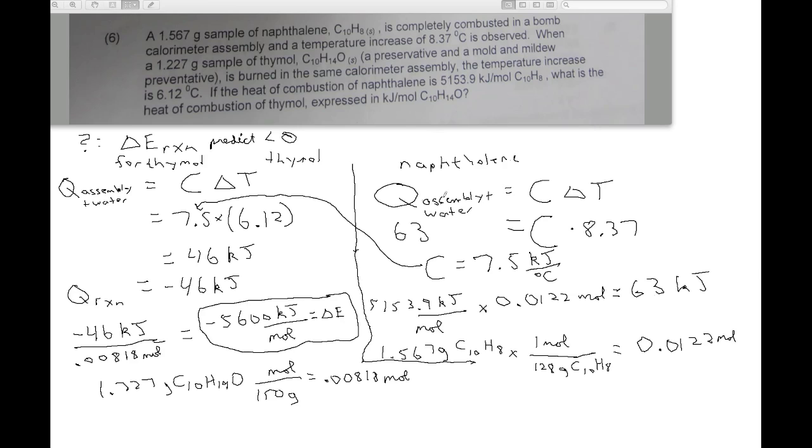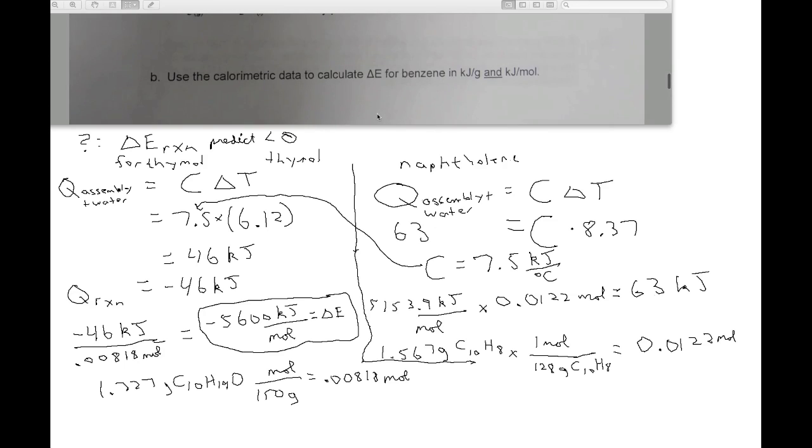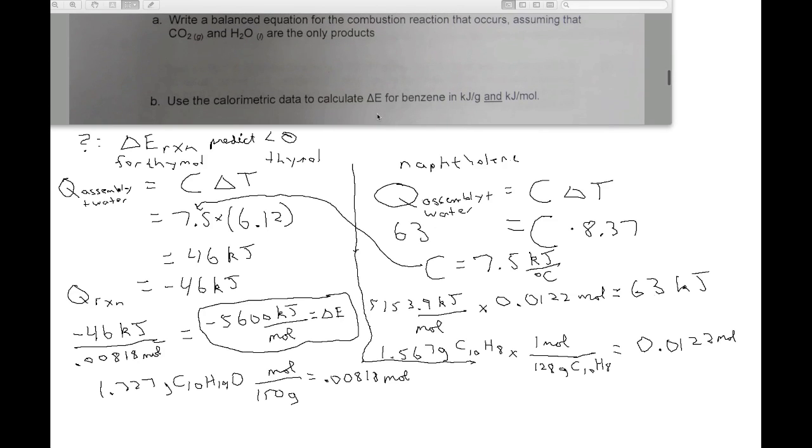So the key here was to do a separate column for the naphthalene and figure out this capital C. By the way, this problem might seem hard, but this is realistic. This is the basis of calorimetry in real life. Remember, the whole purpose of calorimetry is to figure out what the delta E or the delta H is for a reaction, but that only works if you already know the heat capacity for your calorimeter.